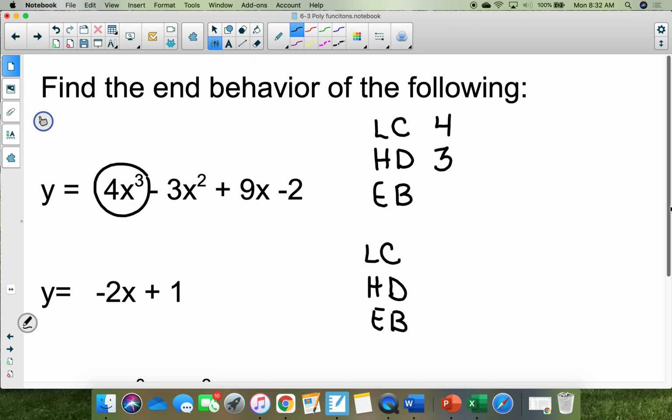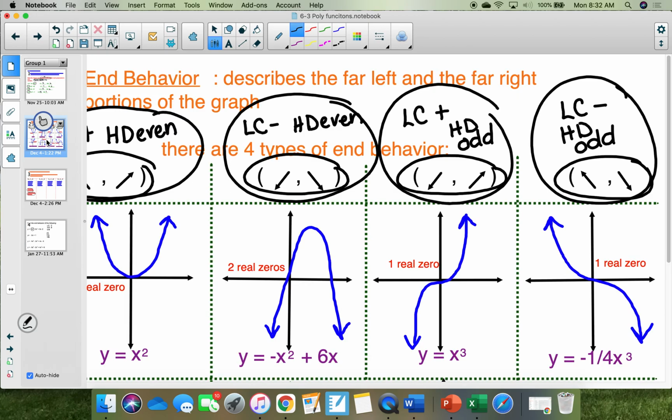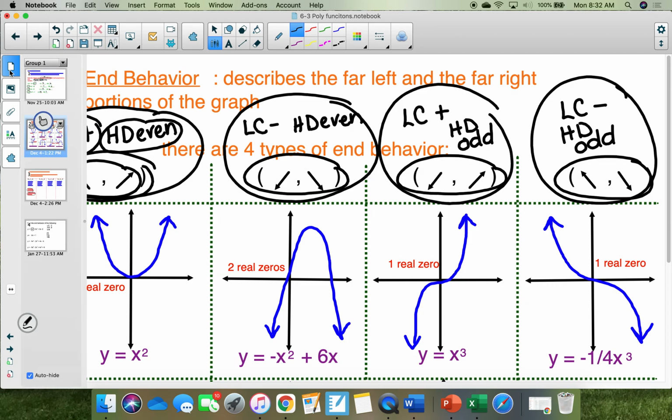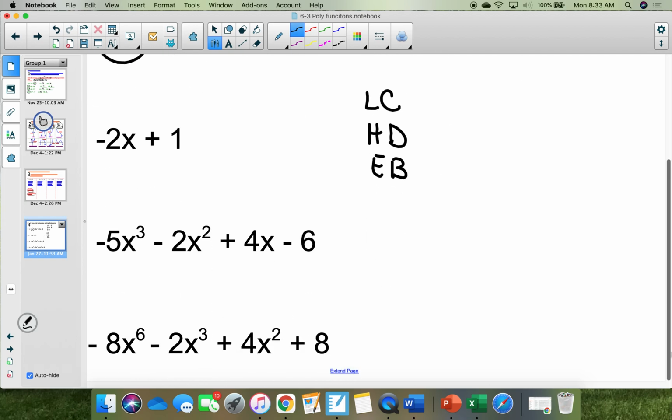Okay, now this is where you have to look at that chart. So go back to that chart, which is right here. The highest degree is even. It's an even number. The even number is 4. And then the leading coefficient is positive. So since it's positive and even, this is called the end behavior, facing both up. So I'm going to go back to this page. The leading coefficient is 4 and highest degree is 3. Okay, I'm going to put it up here on this board so you can look at it.